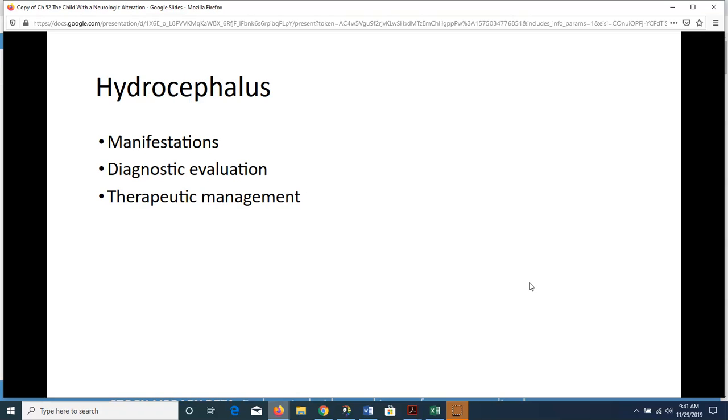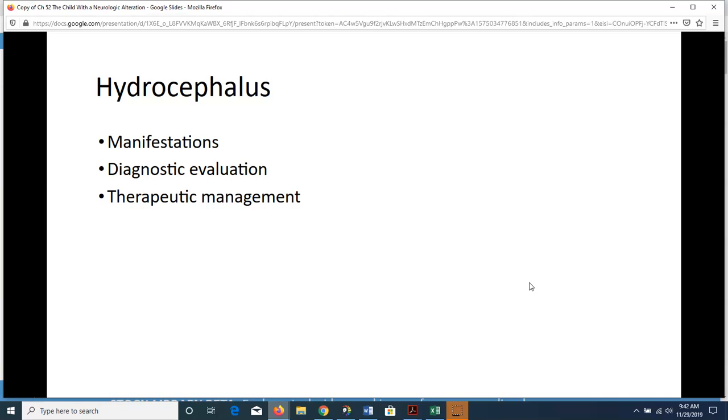Hydrocephalus develops as a result of an imbalance between the production and the absorption of CSF. An excess of CSF accumulates in the ventricular system. The ventricles become dilated and the brain is compressed against the skull. This results in enlargement of the skull if the sutures are open. It results in signs and symptoms of increased ICP if the sutures are fused.